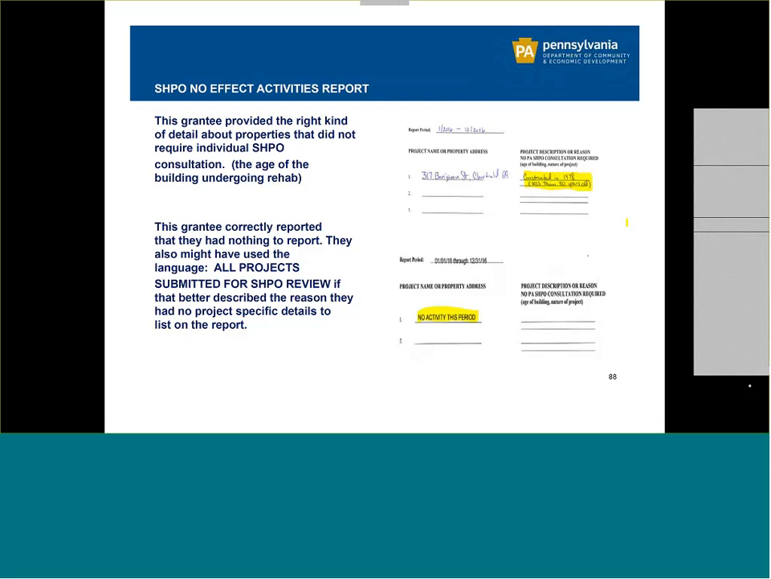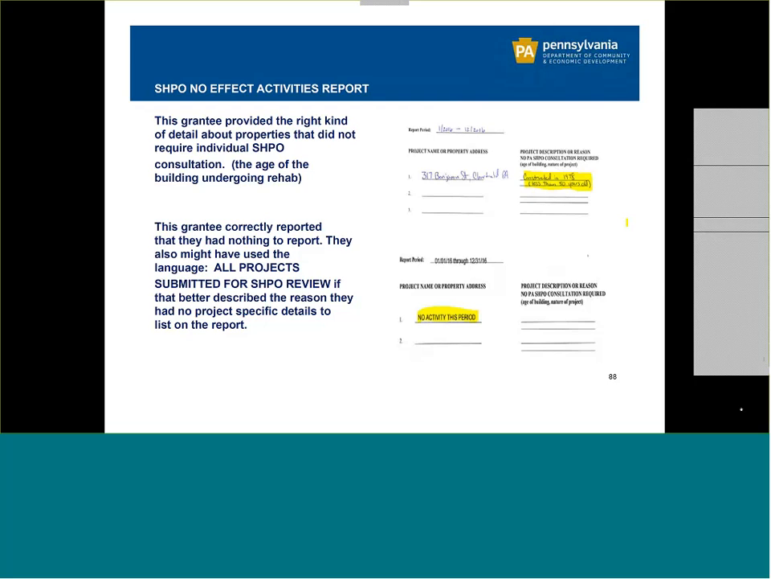Here are two good examples of people who filled out the form correctly. The first example shows that someone identifies a specific address and tells me why I didn't need to see that project. Why? Because it's less than 50 years old. It was built in 1978. Thank you very much. The second correct response, and again, the confusion over what information it is you want.